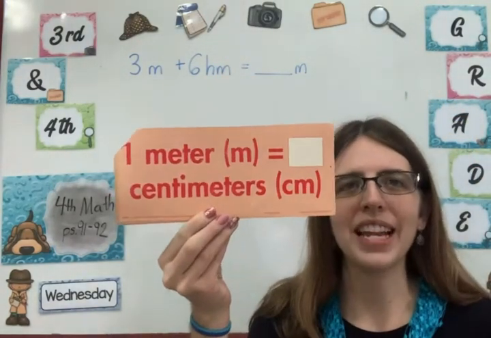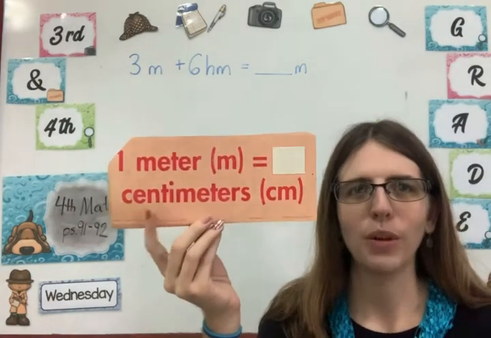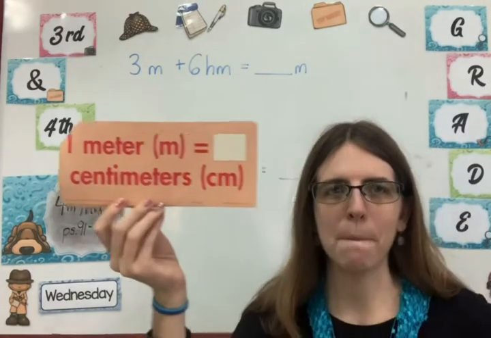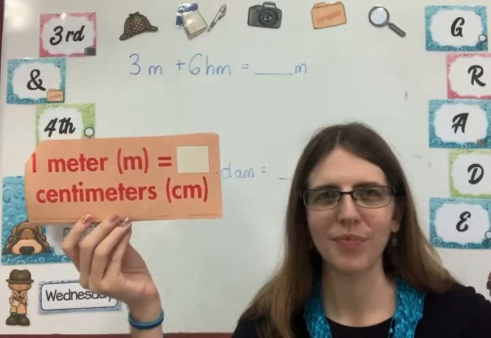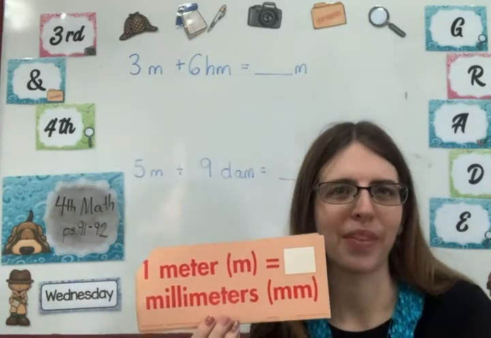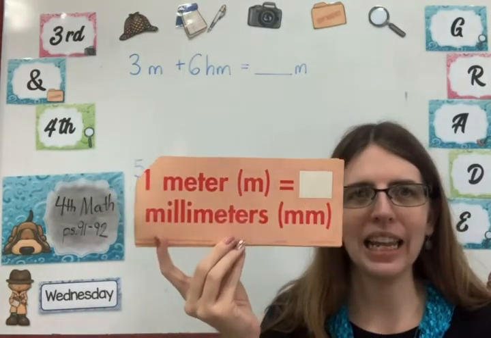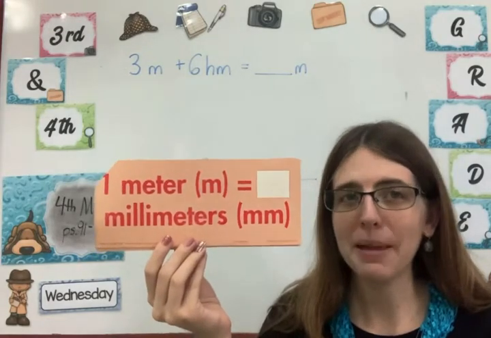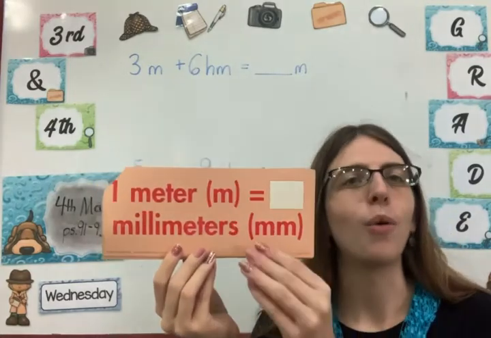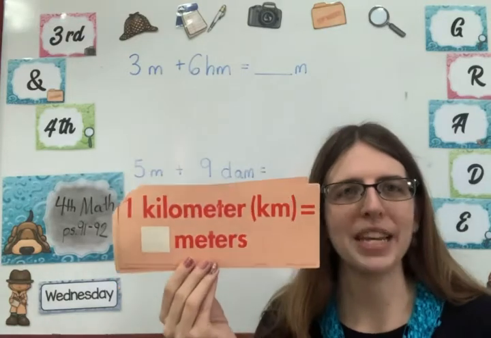Here we have a centimeter. 1 meter is how many centimeters? Well, you see that word cent, so how many little centimeters are in a meter? 100, very good, 100. Now we have the millimeter, okay, so here I think mil. How many millimeters are in a meter? 1,000, excellent, 1,000 millimeters in a meter.